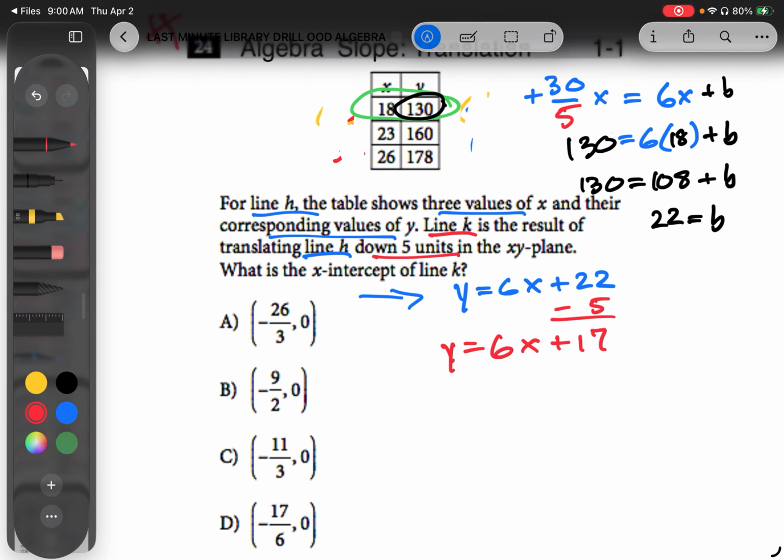Now they're asking, what is the x-intercept? The x-intercept is when y equals 0. Again, y equals 0. So if I put 0 here, then I just solve for x. So let's go ahead and solve. How do we solve for x?